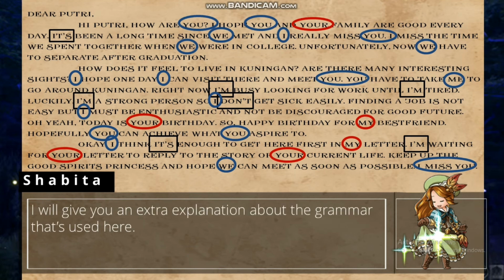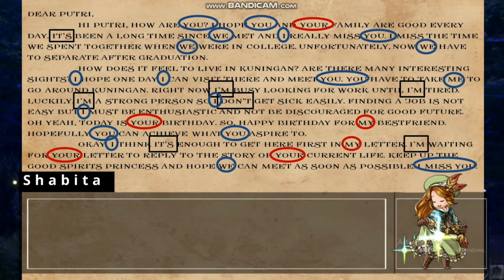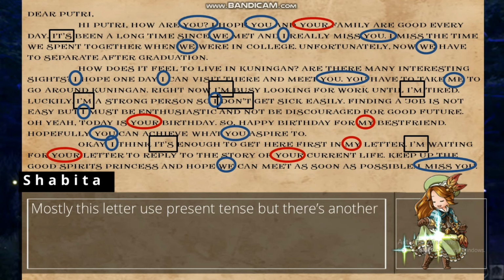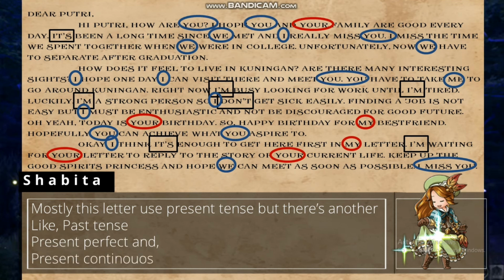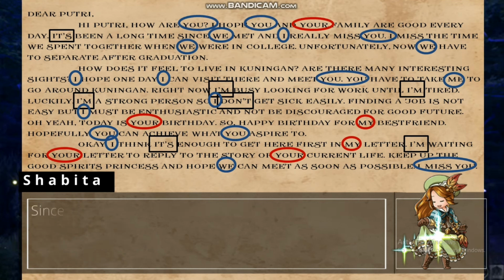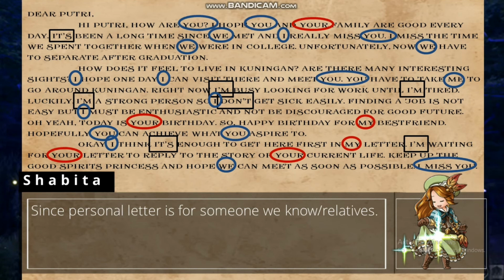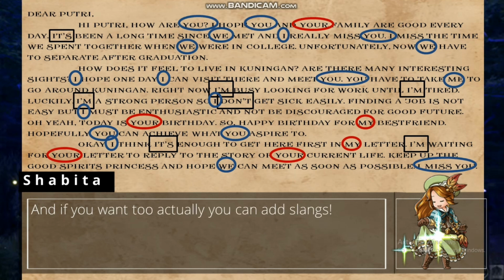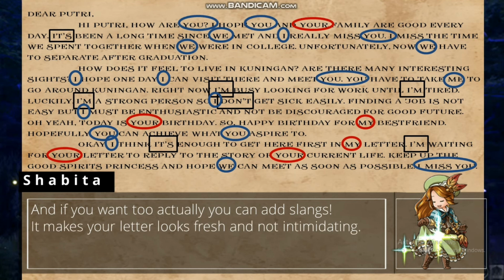I will give you an extra explanation about the grammar that's used here. Mostly this letter uses present tense, but there's another, like past tense, present perfect, and present continuous. Since a personal letter is for someone we know or relatives, the language style is usually informal or semi-formal. And if you want to, you can actually add slang. It makes your letter look fresh and not intimidating. But in this case, there's no slang used.